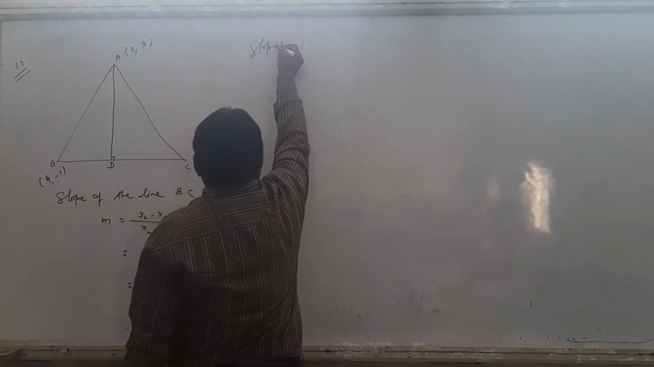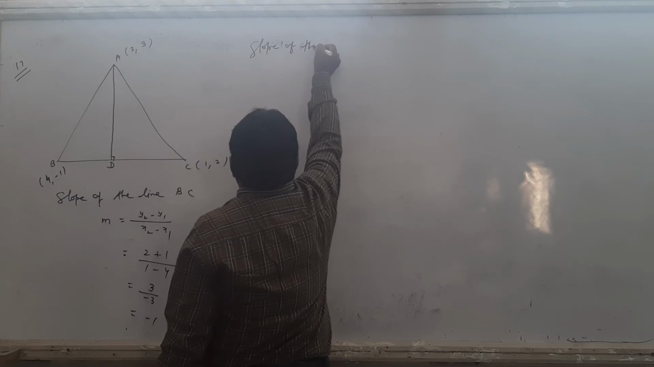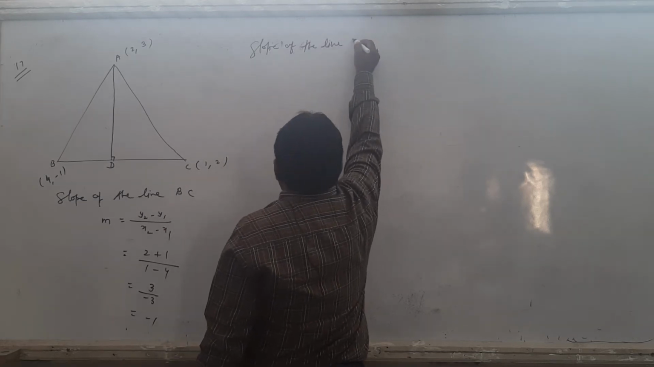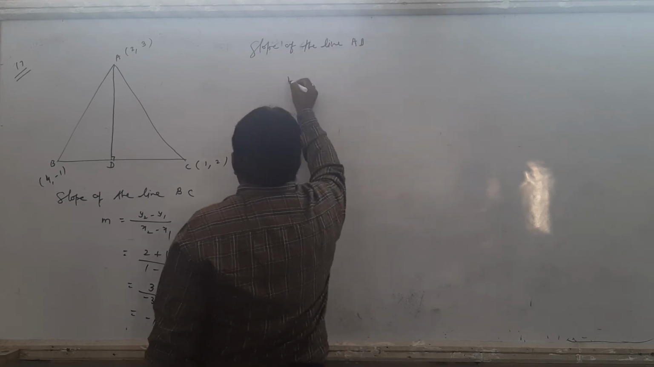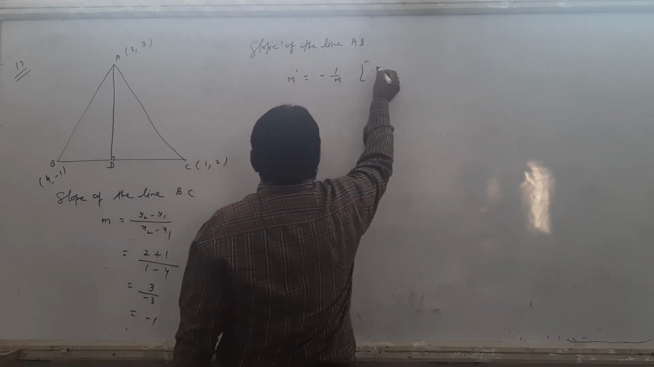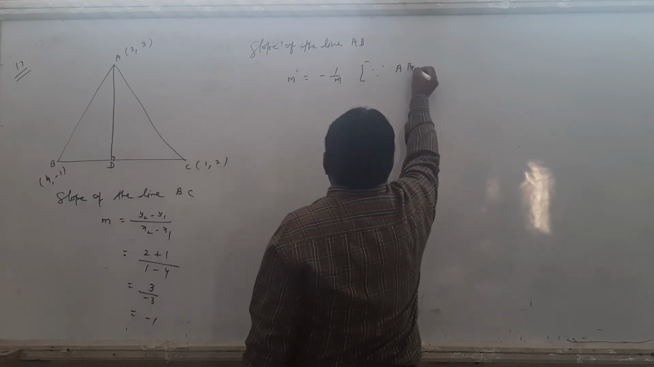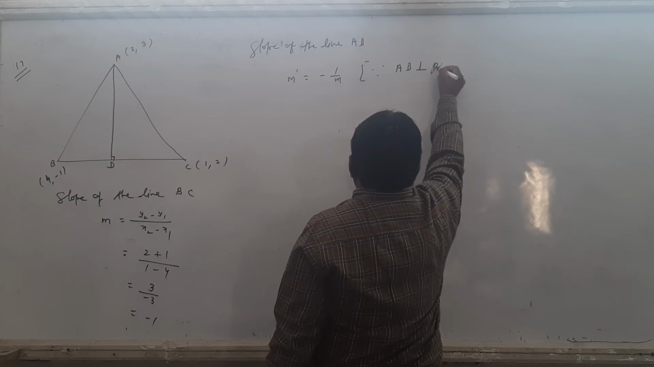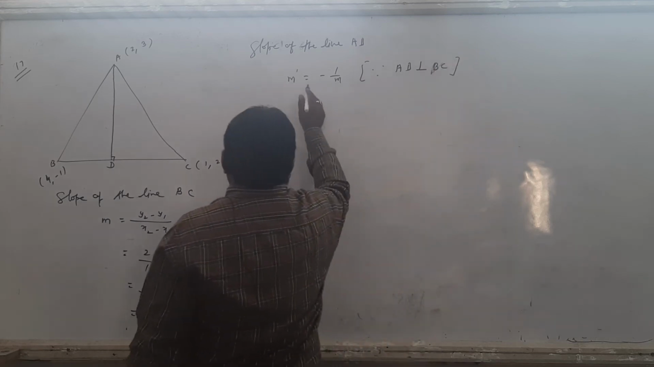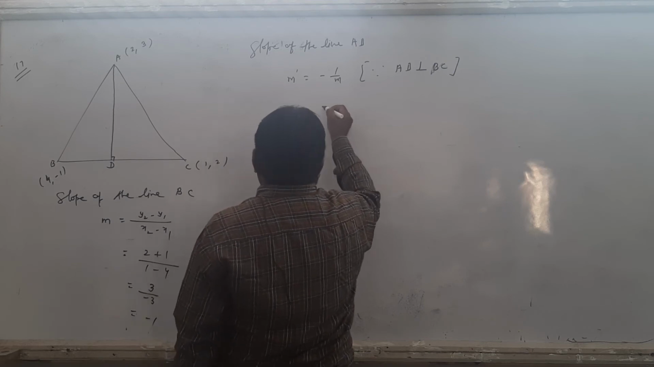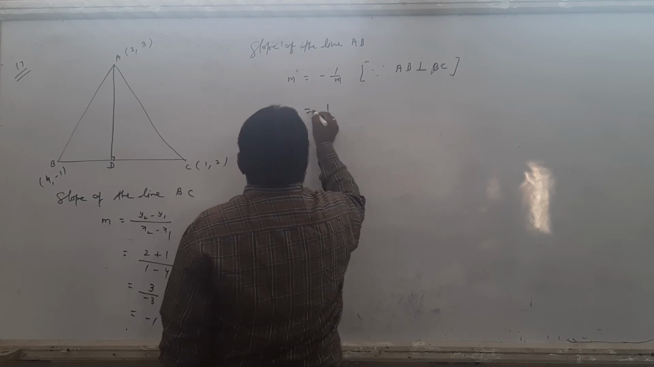What is the slope of the line AD? Then denoted by m dash it is -1 upon m. Why? Since AD is perpendicular to BC, and when two lines are perpendicular, m1 m2 equals -1, the reciprocal of -1 is 1 and the sign changes to +1. So m dash is the slope of line AD.